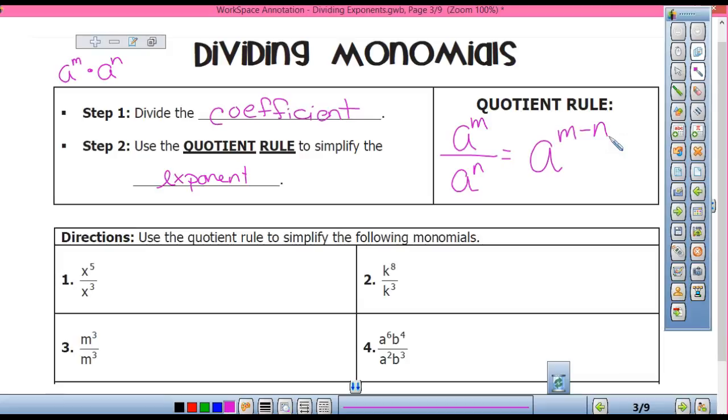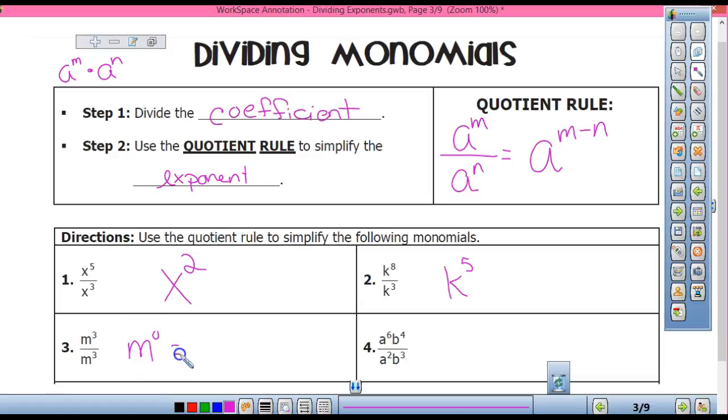Okay, so x to the fifth divided by x to the third. Subtract your exponents, we get x squared. Number 2 is going to give us k to the fifth. All right, number 3. Oh, we're so close.